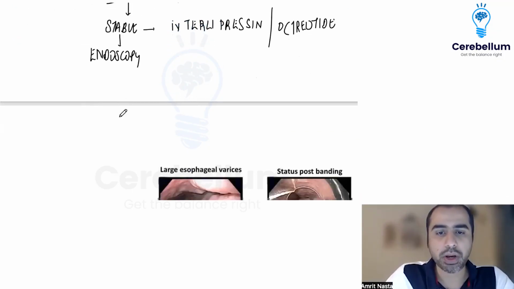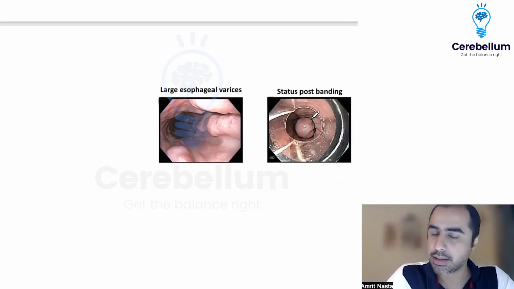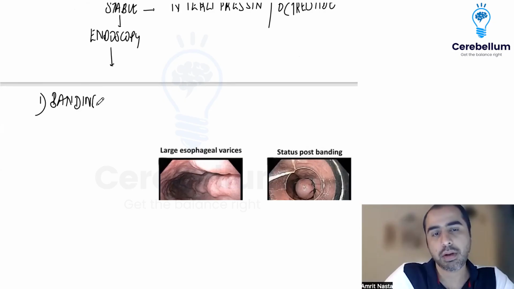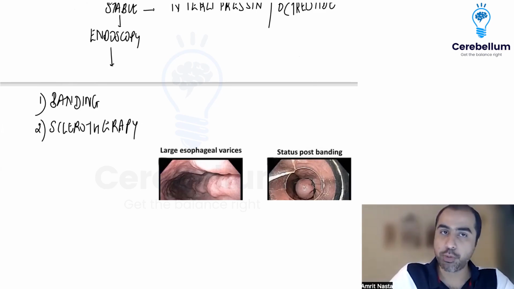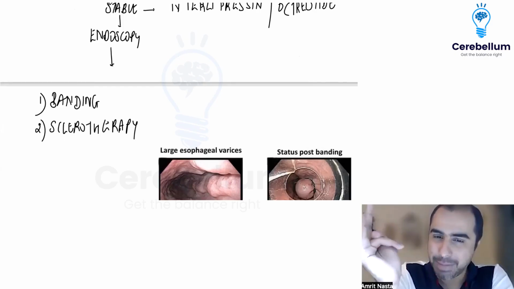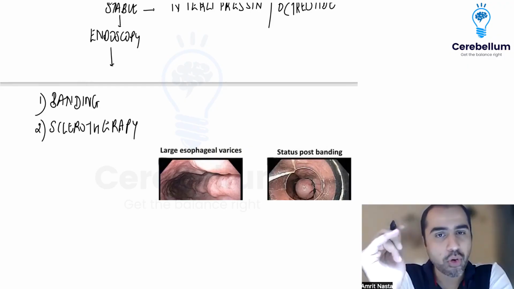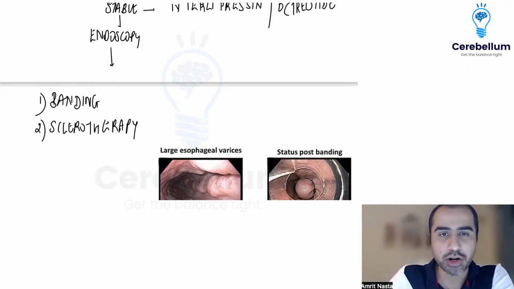Once I do endoscopy, I may see these varices. If I see the varices, I can do one of the two things. I can either do variceal banding or I can do sclerotherapy. I can do either one of the two. Which is preferred? Should you band or should you do sclerotherapy? Banding is preferred.